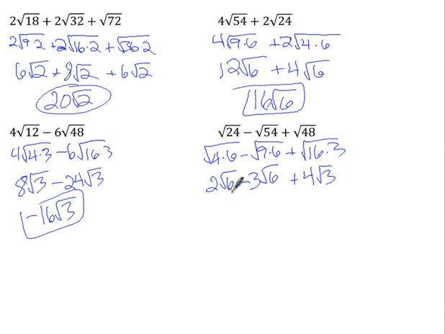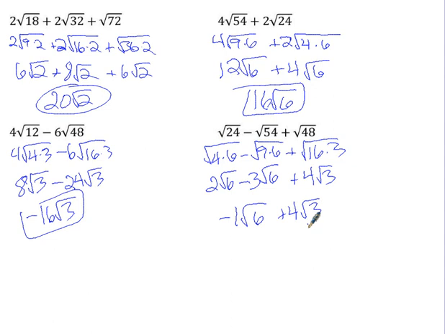Is it okay that we have a square root 6, square root 6, square root 3 here? Yeah, that's going to be fine. We just won't combine everything. We'll combine the square root 6 ones though. So you have 2 minus 3, which is negative 1, square root 6 plus 4 square root 3.